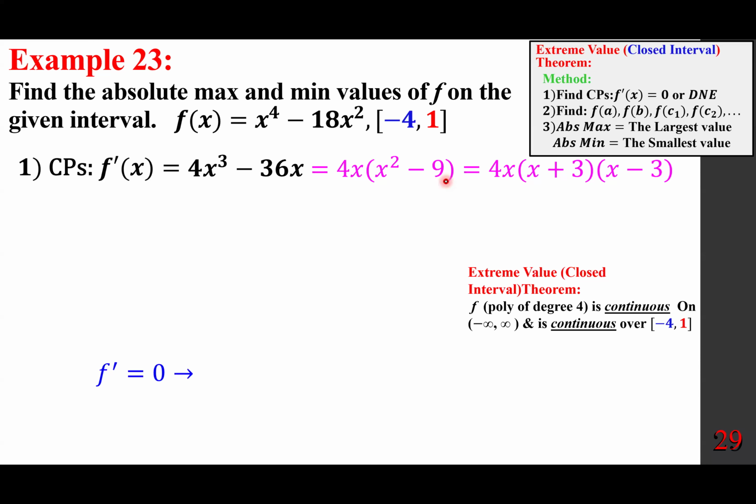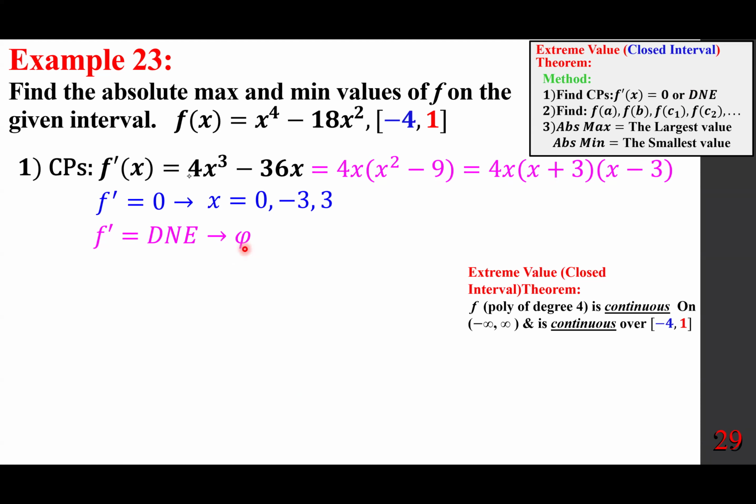To set this equal to 0 results in x being 0, x being negative 3, x being positive 3, giving us 3 different answers. F prime does not exist, does not produce any solution. This is an empty set.